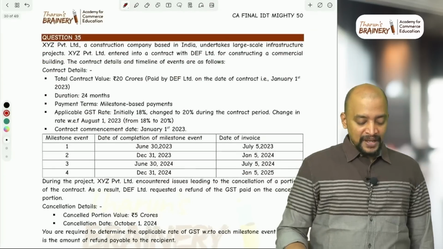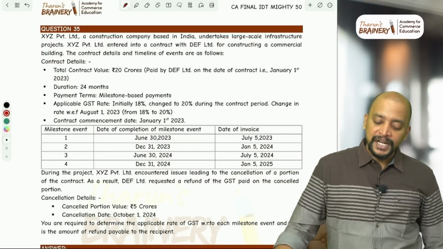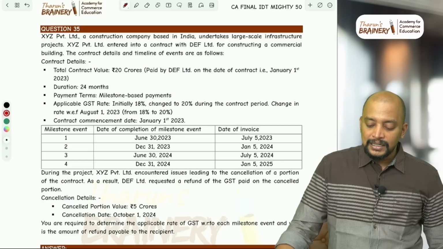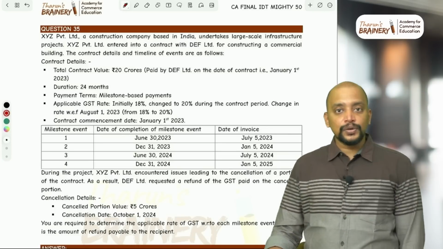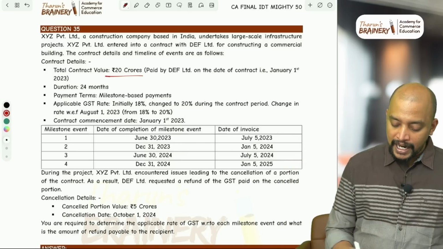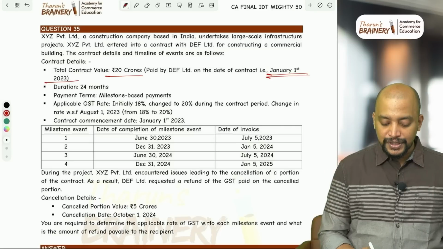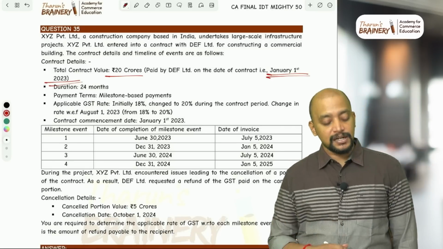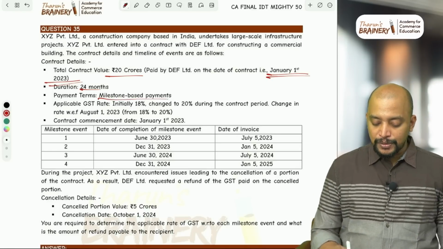Okay. Next. Question number 35. XYZ Private Limited, a construction company based in India, undertakes large-scale infrastructure projects. XYZ Private Limited entered into a contract with DEF Limited for constructing a commercial building. The contract details and timeline of events are as follows. Contract details: total contract value 20 crores and paid by DEF Limited on the date of contract, so January 1st, 2023 itself the payment is received for the entire amount. Duration 24 months. Payment terms: milestone based payments.